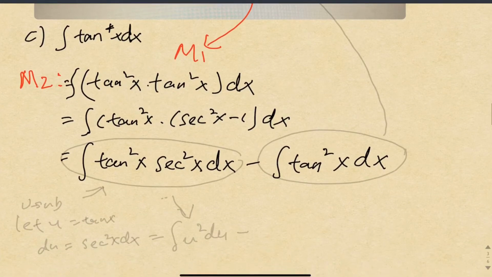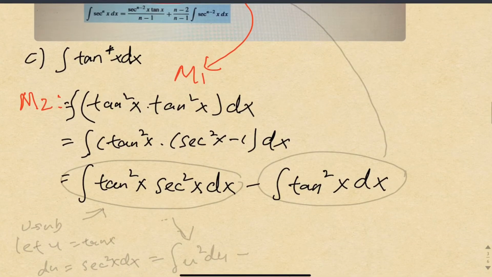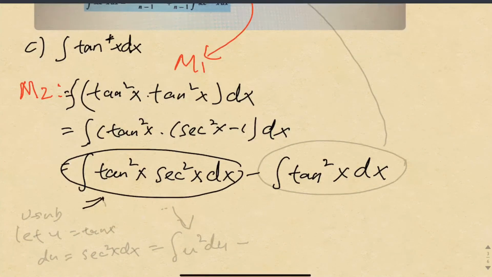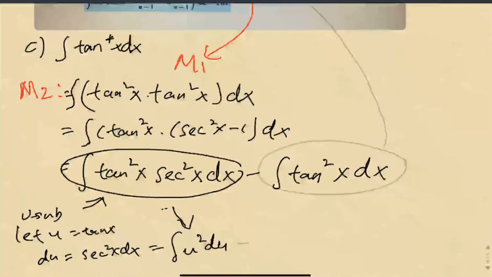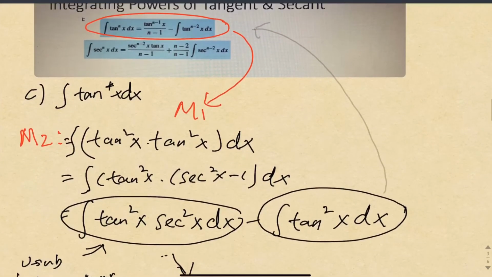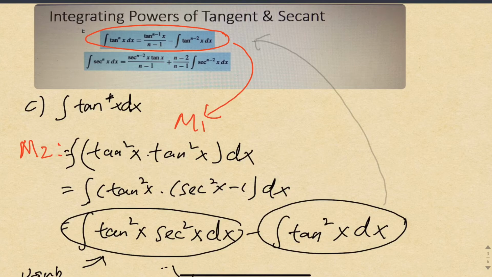For this integral, you can use u substitution to solve. You can let u equal tangent x. When you differentiate tangent x, you get secant squared x dx. So the first term integral becomes u squared du, and you can straight away integrate this. For the second one, tangent squared x, you can use this formula to solve it.